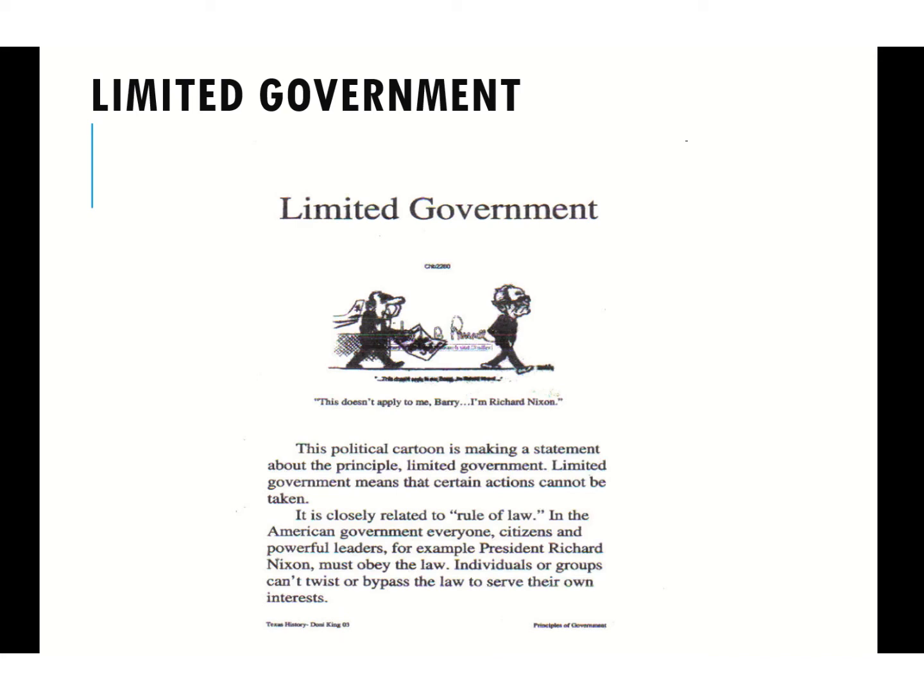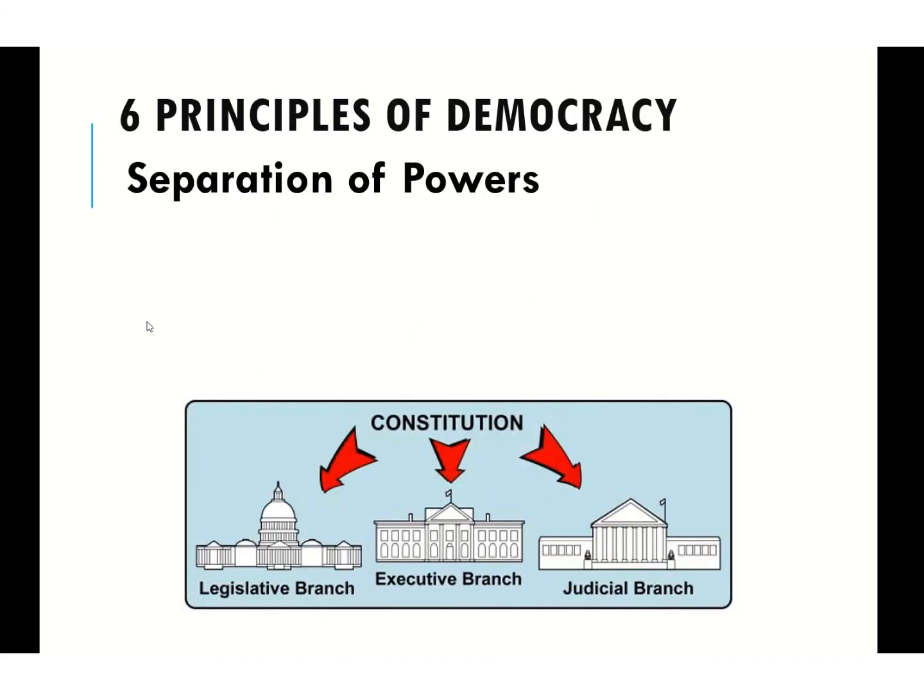You see this political cartoon talking about Richard Nixon feeling that he didn't need to follow the rules because he was president. Well, in our country, even the president must obey the law. Richard Nixon found that out when he was about to be impeached. He ended up resigning so that he would not be impeached.